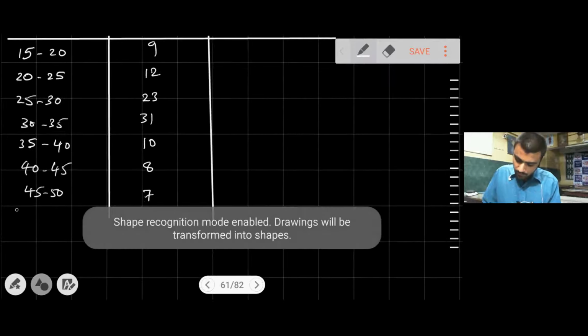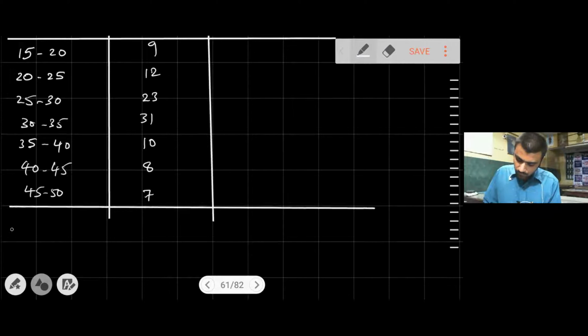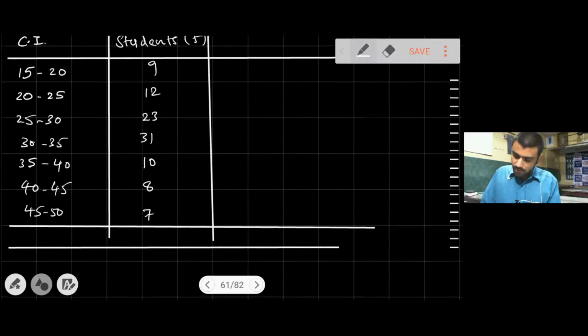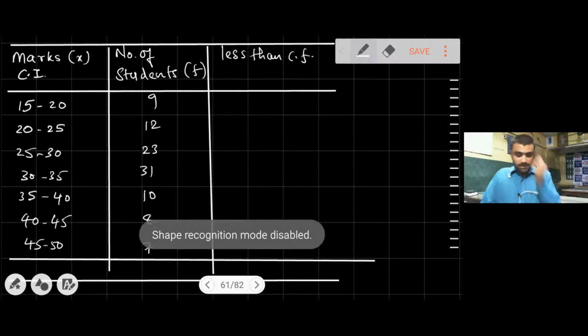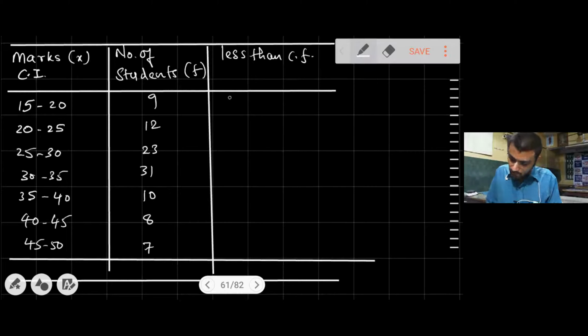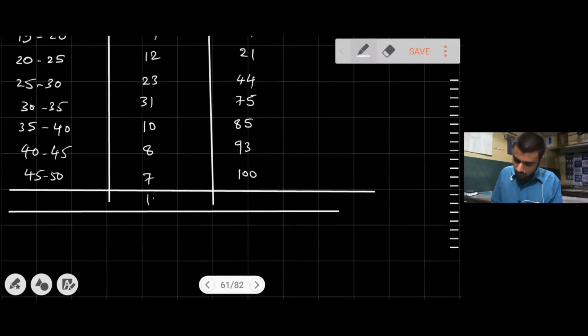Let us prepare the less than cumulative frequency column. First it is as it is, 9. 9 plus 12 is 21, plus 23 is 44, plus 31 is 75, plus 10 it will be 85. Next, 85 plus 8 is going to be 93, plus 7 it will be 100, and the total of frequencies is also the same, 100. Capital N, which is sigma f, is equal to 100.